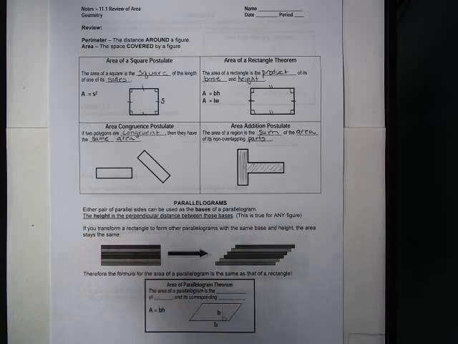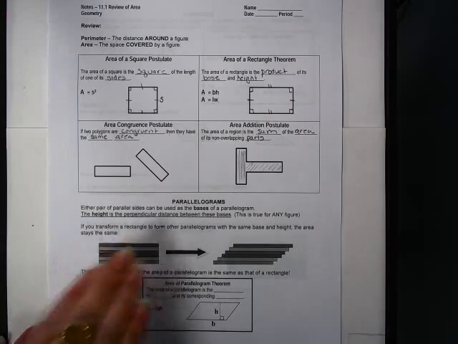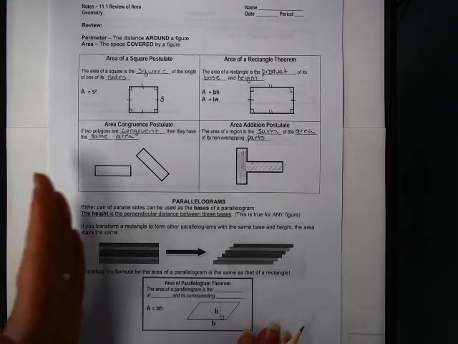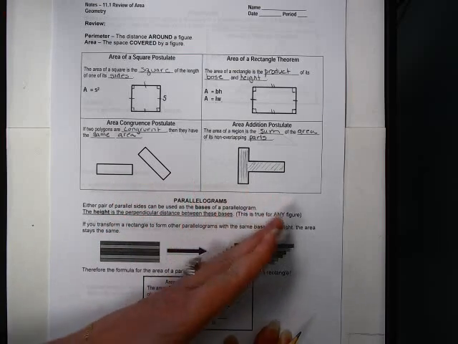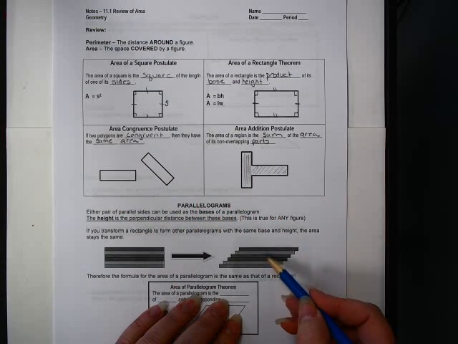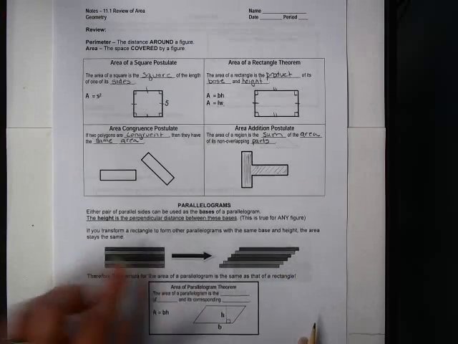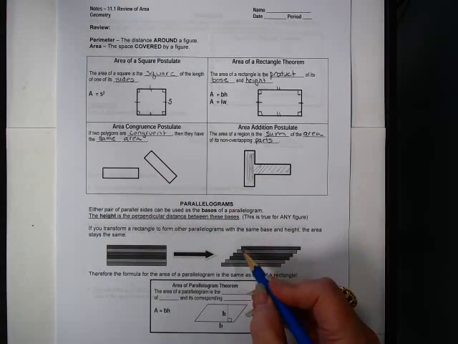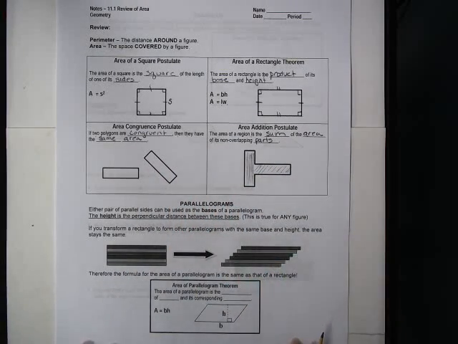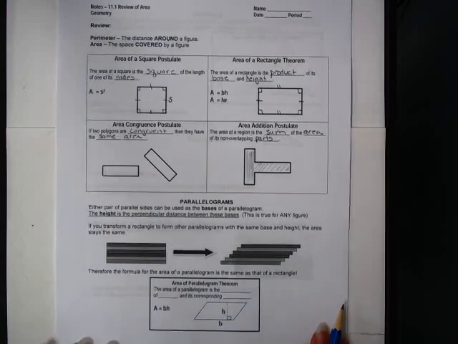If you take this rectangle and think about it in layers, and you transform it into a parallelogram, all we're doing is we're pushing the layers over to the right. But notice how we didn't change any of the space. We didn't subtract any or add any space. We took that same area and we just pushed it over so that it became a parallelogram. Therefore, the formula for the area of a parallelogram is the same as that of a rectangle.